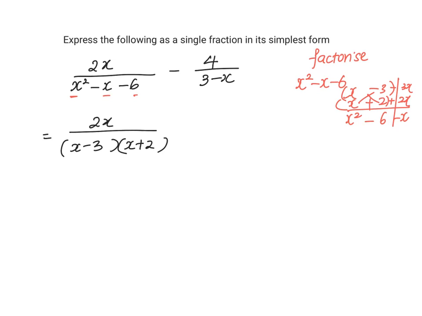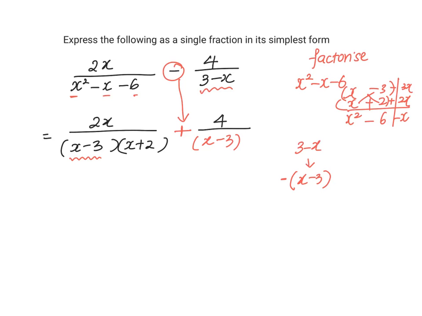Okay, then now let's take a look at this portion over here. I have an x minus 3 and then this one will be a 3 minus x. What can I do? I can try to change the 3 minus x to x minus 3 by multiplying a negative sign outside. So this one here, I multiply negative, will become a positive. And this is still 4. But this one will become x minus 3.